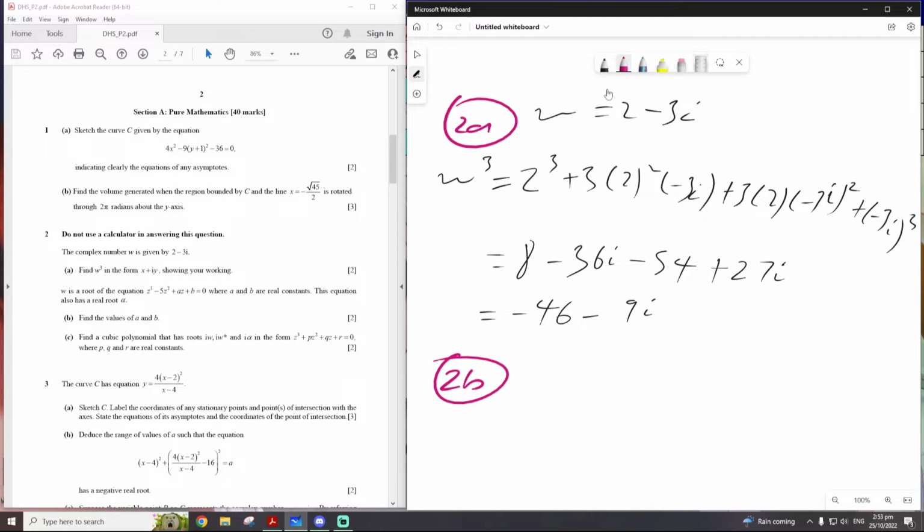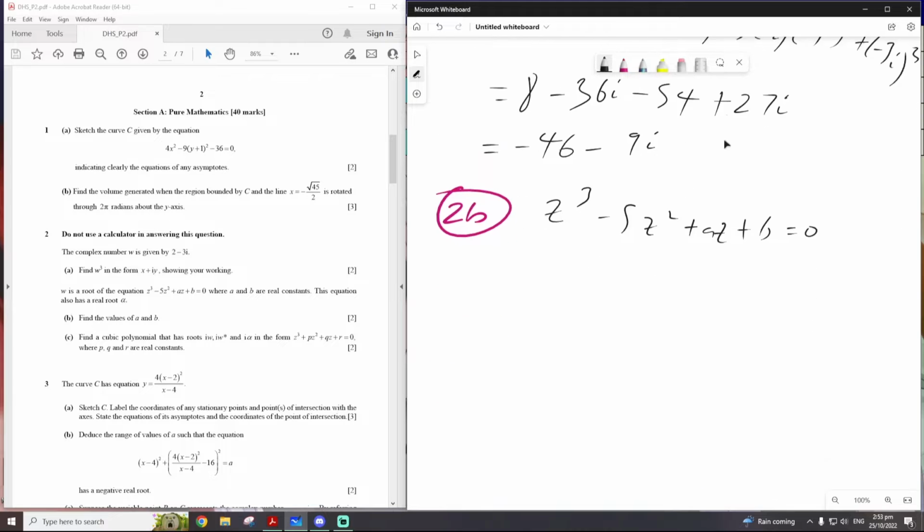W is a root of the equation z cubed minus 5z squared plus az plus b equals to 0, where a and b are real. The equation also has a real root alpha. Okay. So a and b are real numbers, so you can use conjugate roots, right?